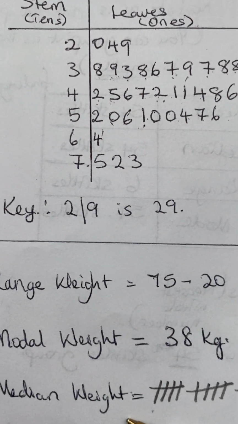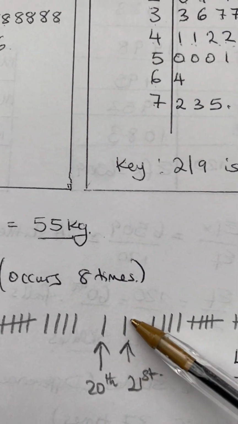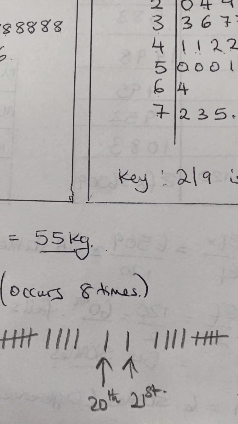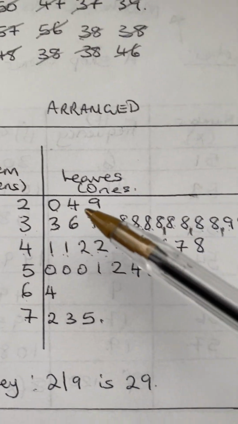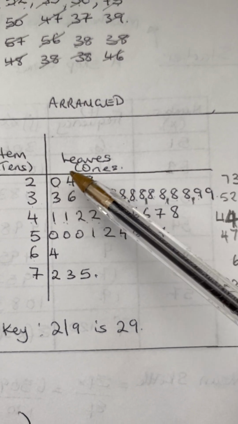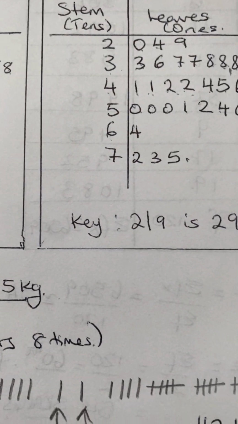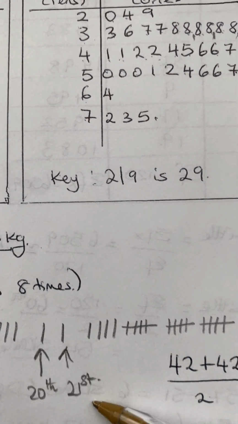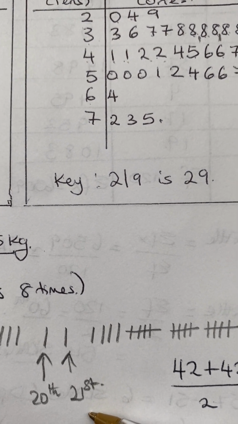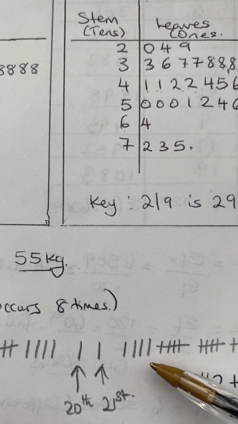Now the median weight, I have 40 values, so it will be the two middle numbers, the 20th and 21st. Now I'll count because it's in ascending order. From 29 I go to 33, so I'm looking for the 20th and the 21st, and then I'll add them together and divide by 2. If I have only one middle number, then that will be my median.